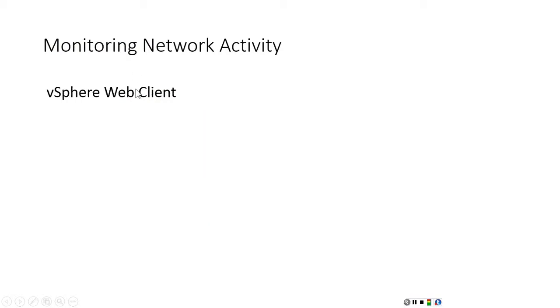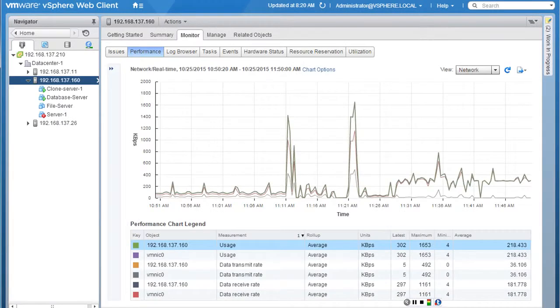So let's look at monitoring the network activity using the web client. We are on our ESXi host under Monitor, under Performance, and if we look, we can see that the utilization is only in the kilobits per second. It's not even in the megabits or the gigabits per second. So there's not a problem on this network.